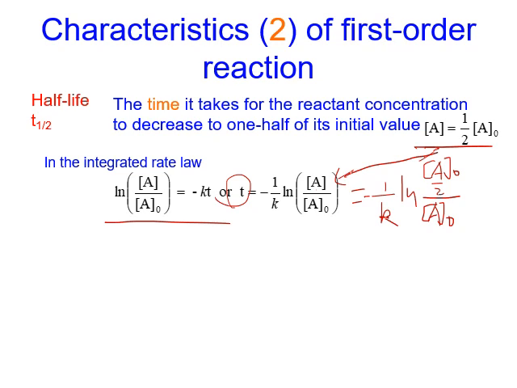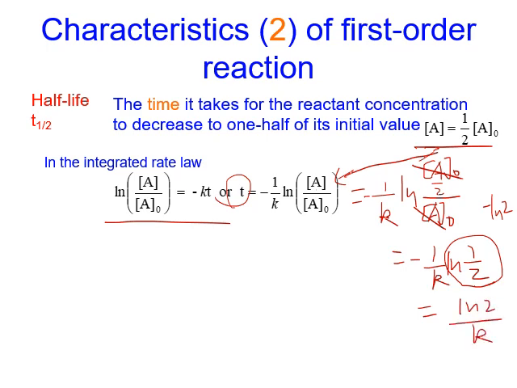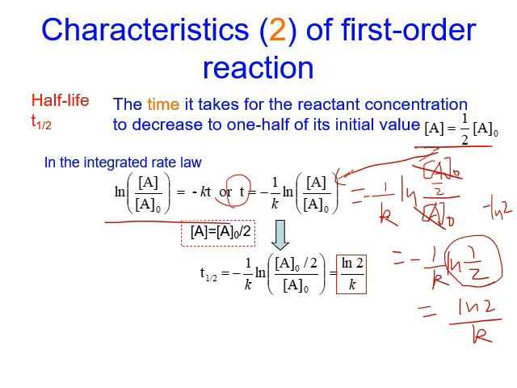Note that now the initial concentration cancels out. So we have negative 1 over k ln 1 over 2. The natural log of 1 over 2 equals negative ln 2, and therefore this becomes ln 2 divided by k. So the final conclusion is that the half-life for the first order reaction is ln 2 divided by k. That's a very important characteristic for the first order reaction.